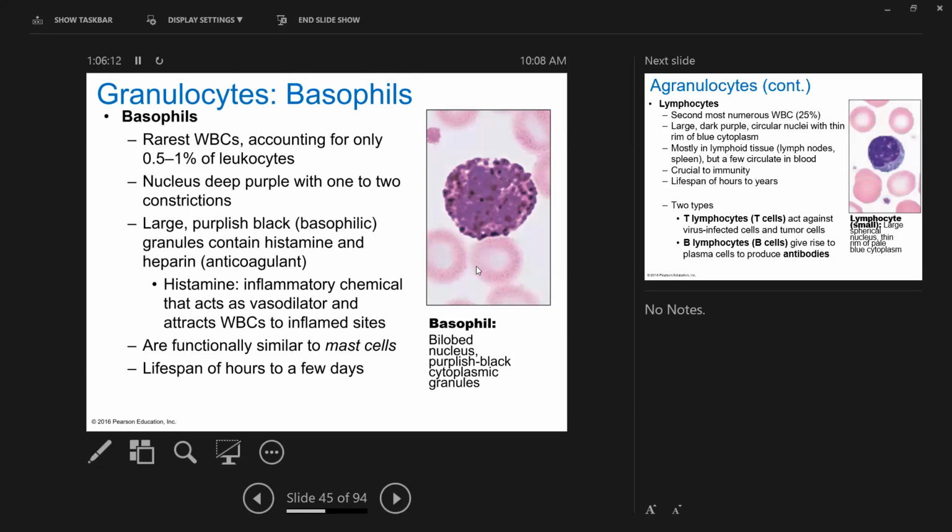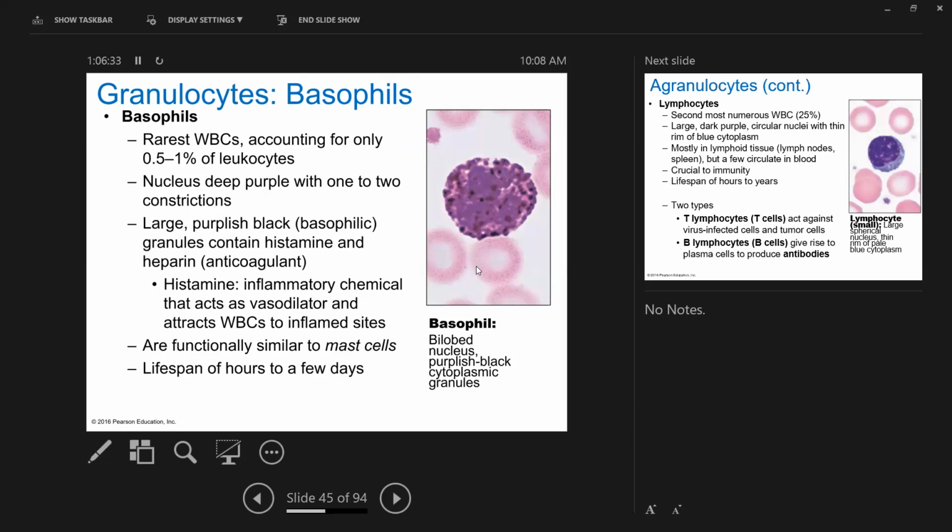The basophils, and this is a better illustration. That's why I think it looks like a blackberry. It is a very purplish black structure in here. The nucleus seems to fill up the entire cell. What it does is it can release histamine and heparin.